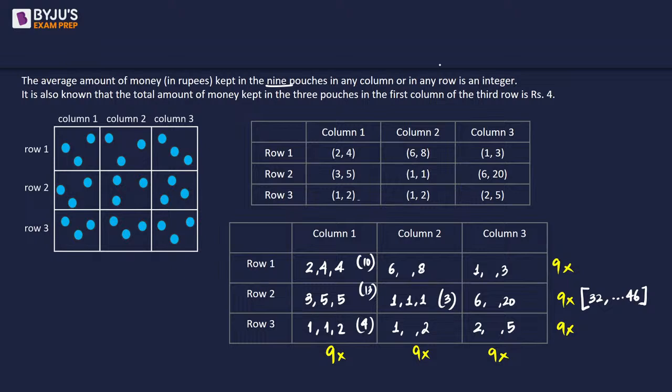So since we already have 16, 16 plus which value from 32 to 46 will be in the table of 9? So 32 plus 16 is 48, which is not in the table of 9. After 48, the next number which is in the table of 9 is 54. Sorry, after 48, it's going to be 54. So if we want this to be 54, this should have 38. 16 plus 38 will result in 54.